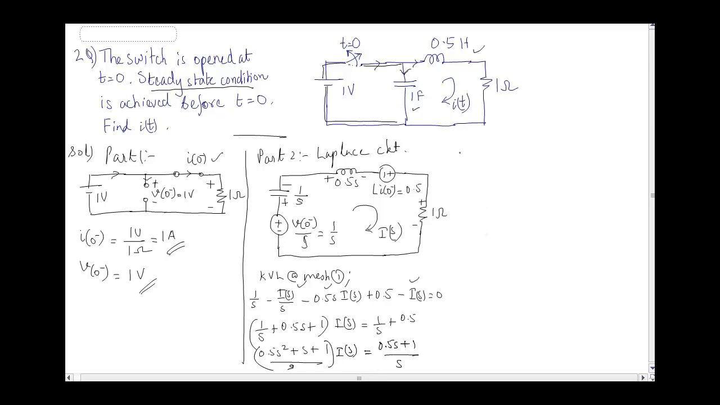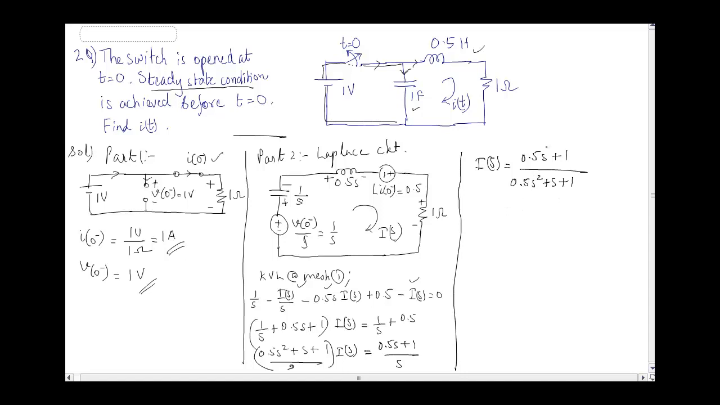So I will get I of s will be equal to, if I take it to the other side, 0.5s plus 1 divided by 0.5 s square plus s plus 1, and s gets cancelled.